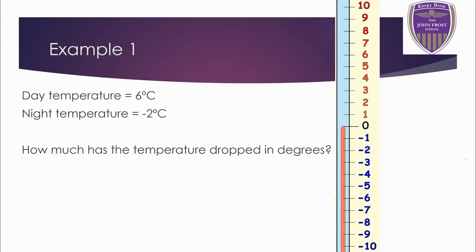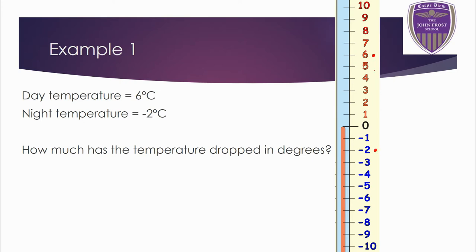We are told that for a location, the day temperature is 6 degrees Celsius and the night temperature is minus 2 degrees Celsius. So how much has the temperature dropped in degrees? So we're looking at what is the difference between 6 and minus 2. For this lesson, we're going to use a number line to make this a little bit easier for us. So what is the difference between 6 and minus 2 down here?